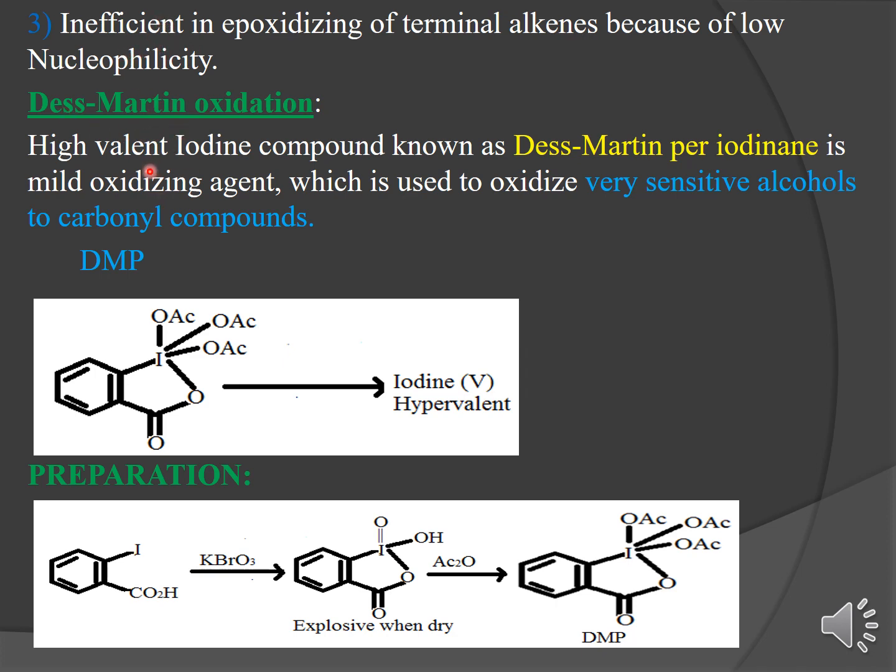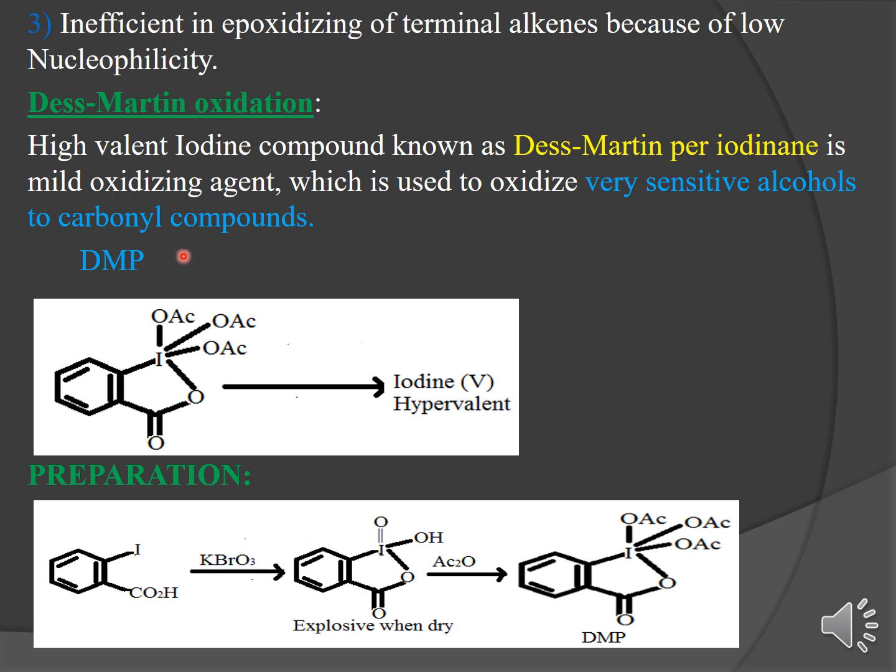Then moving on to Dess-Martin oxidation. Here in the Dess-Martin oxidation we are taking a high valent iodine compound, which is known as the Dess-Martin periodinane. Okay, remember this. This is an important reaction from an exam point of view, and for CSIR NET and all, you will get this type of question.